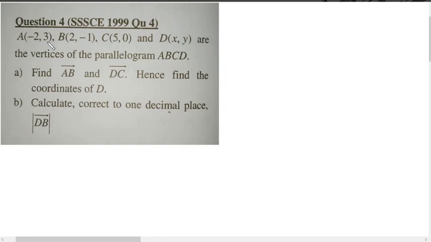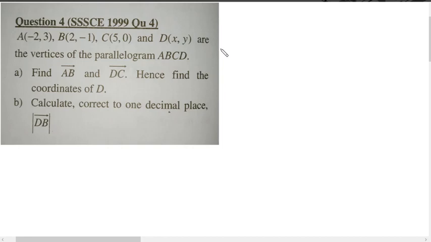A(-2, 3), B(2, -1), C(5, 0), and D(x, y) are vertices of the parallelogram ABCD. (a) Find vector AB and vector DC, hence find the coordinates of D. (b) Calculate, correct to one decimal place, the magnitude of vector DB.